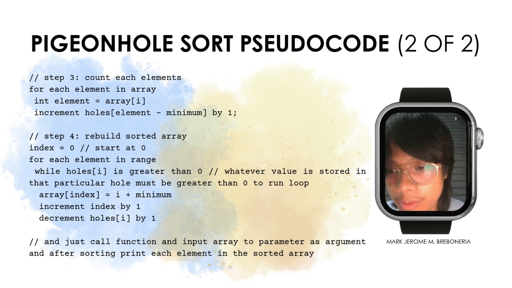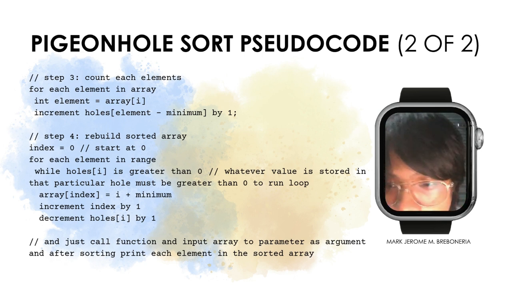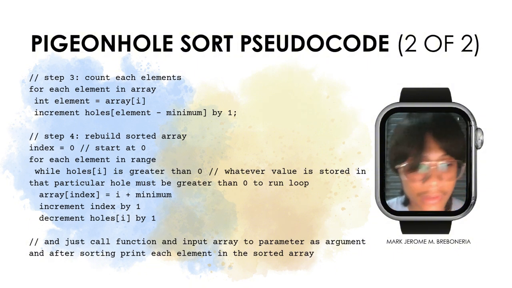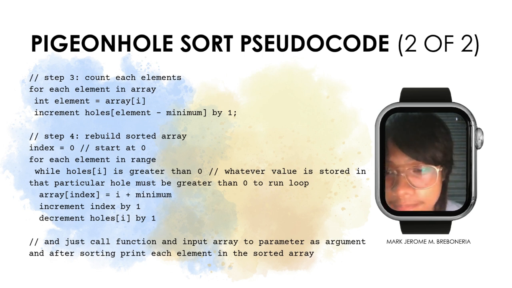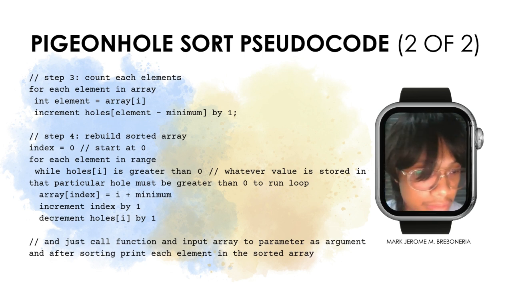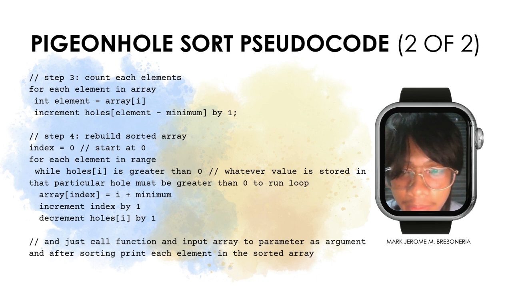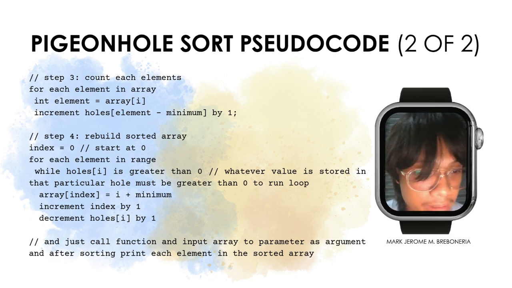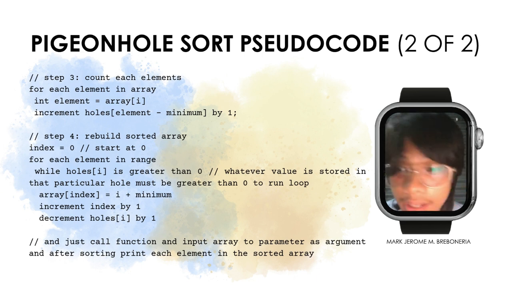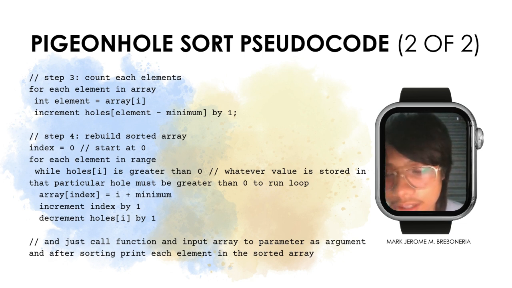So now that we're done with step 3, let's go to step 4. We'll now be rebuilding the sorted array. So first of all, we'll be initializing the index at 0, so it starts at 0. Now in the second line, we'll be having a for loop again for each element in range, and another nested loop.